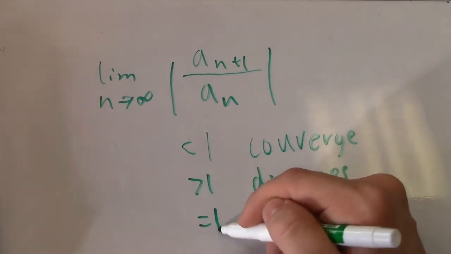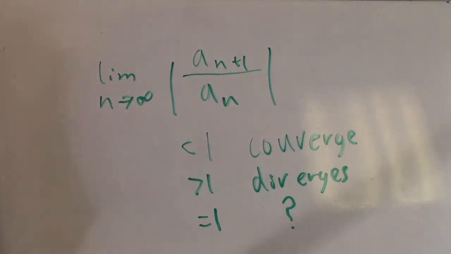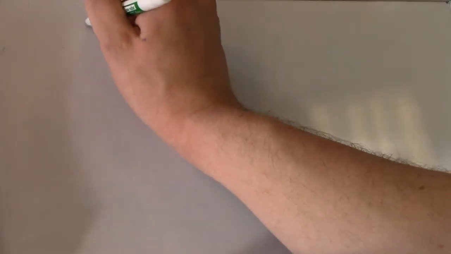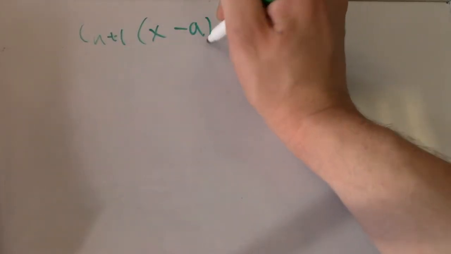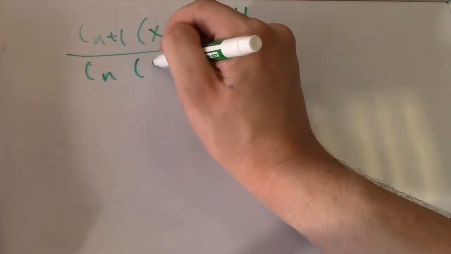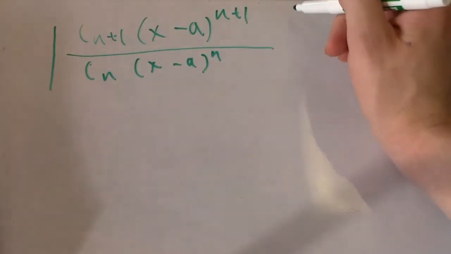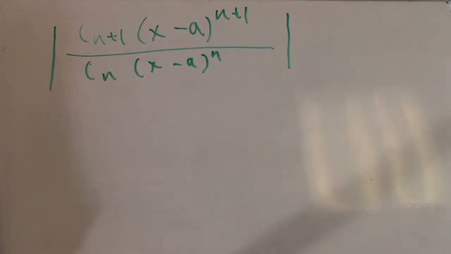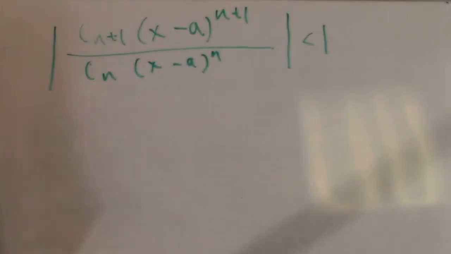But if it equals 1, then the test is inconclusive, and we'll have to use some other test for convergence. Next, we plug our power series into our ratio test. So what we have is the absolute value of c sub n plus 1 times x minus a to the n plus 1 divided by c sub n times x minus a to the nth. And because we want our power series to converge, we want to find this when it is less than 1.